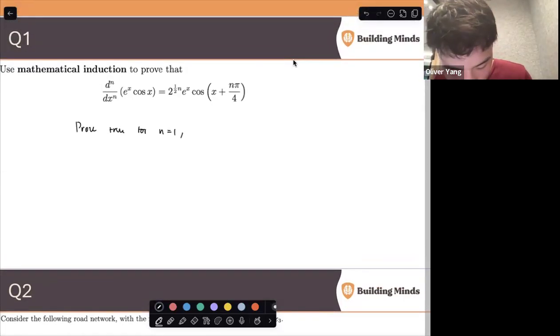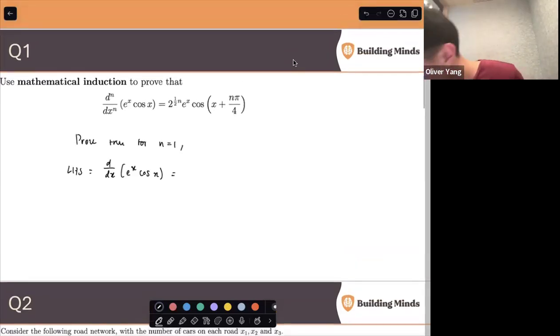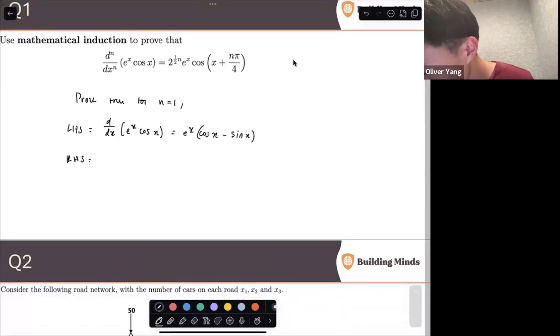Okay, let's do our left-hand side first. The left-hand side would be just the derivative of e^x cos x, right? You'd use the product rule to do this, and it should come out as e^x cos x minus e^x sin x. And then for the right-hand side, we'll just sub n equals 1 into our formula.